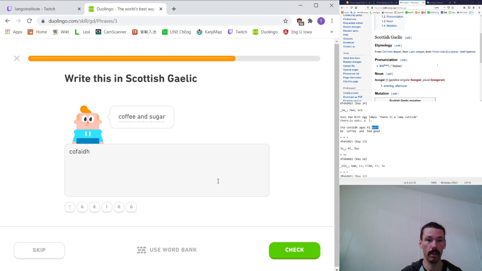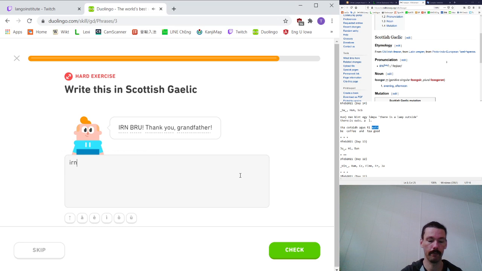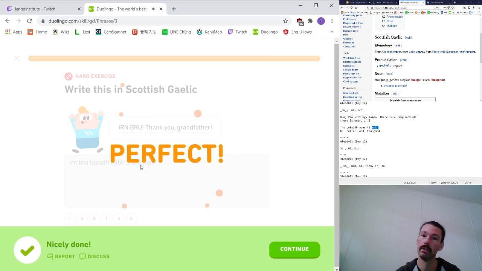Cofaidh, I think was the spelling. Agus siùcar, let me go ahead and spell that. Siù long. Yeah. Tapadh leibh, okay. That's not going to change. Tapadh leibh. And oh grandfather. Sheanair. I'd love to hear this pronounced. I think it's going to be something like Henach or something.